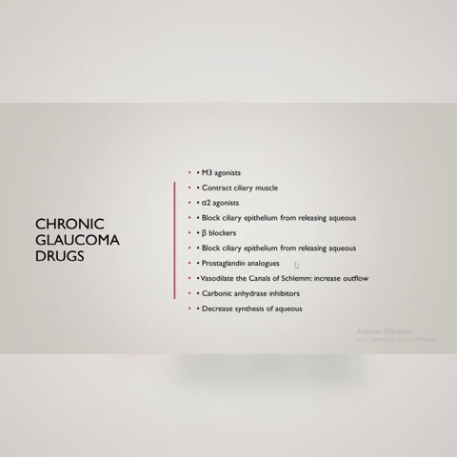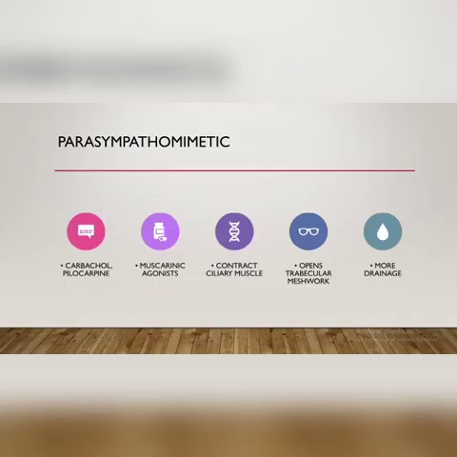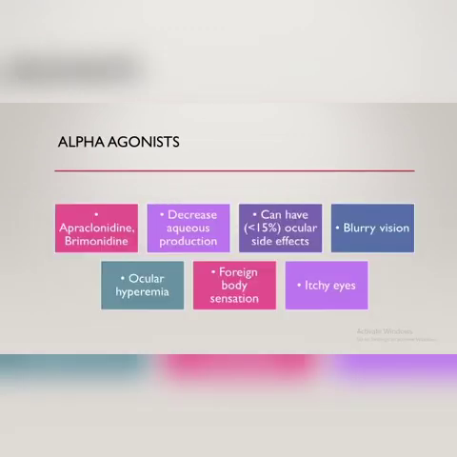Chronic glaucoma drugs are like muscarinic agonists, alpha 2 agonists, beta blockers, prostaglandin analogs, and carbonic anhydrase inhibitors, which decrease the production. Prostaglandins also vasodilate and increase the outflow. Alpha 2 agonists block the ciliary epithelium from releasing the aqueous humor. Muscarinic agonists contract the ciliary muscle. Parasympathomimetic drugs like carbachol and pilocarpine contract the ciliary muscle, open the trabecular meshwork, and cause more drainage. They result in relieving of the symptoms.